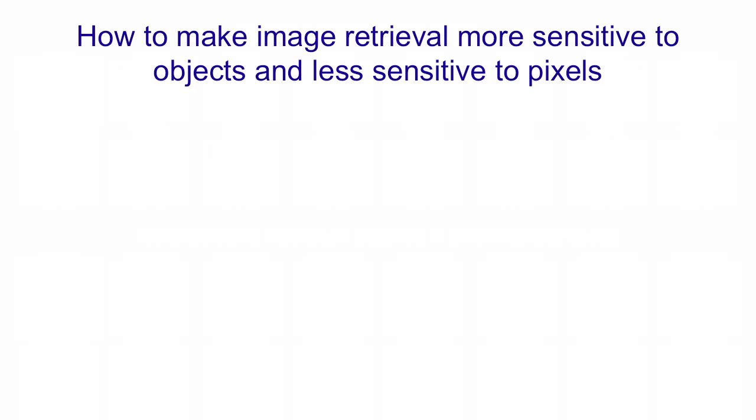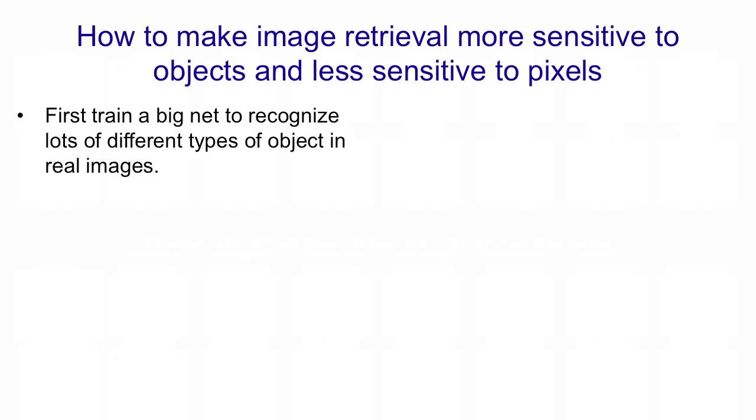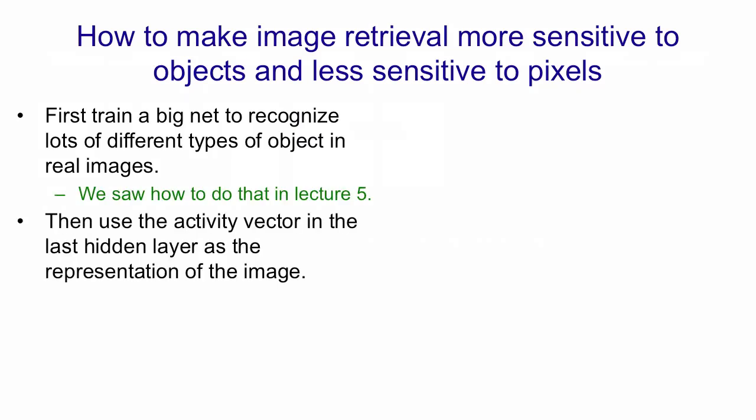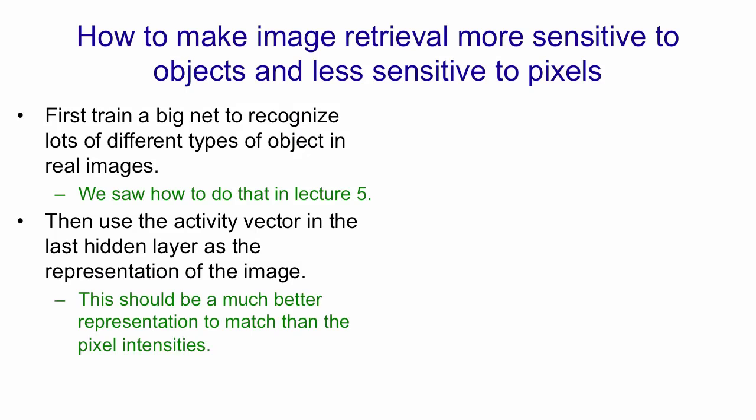So obviously we'd like the image retrieval to be more sensitive to the content of the image, that is, to the kinds of objects and their relationships in the image, and less sensitive to the pixel intensities. We can do that by first training a big net to recognize lots of different kinds of object in real images. And we saw how to do that in Lecture 5. Then we take the activity vector in the last hidden layer of the big net and use that as a representation of the image.